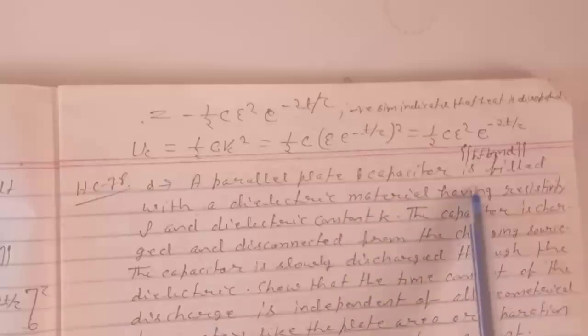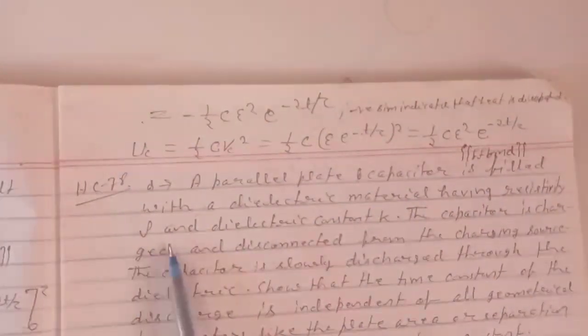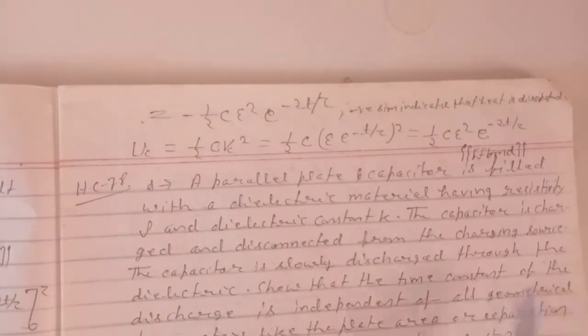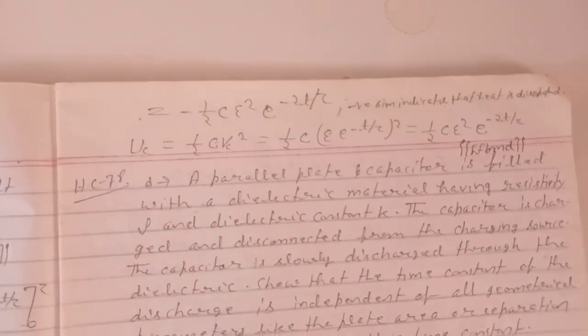Next, a parallel plate capacitor is filled with a dielectric material having resistivity rho and dielectric constant K. The capacitor is charged and disconnected from the charging source. The capacitor is slowly discharged through the dielectric so that the time constant of the discharge is independent of all geometrical parameters like the plate area or separation between the plates. Find this time constant.